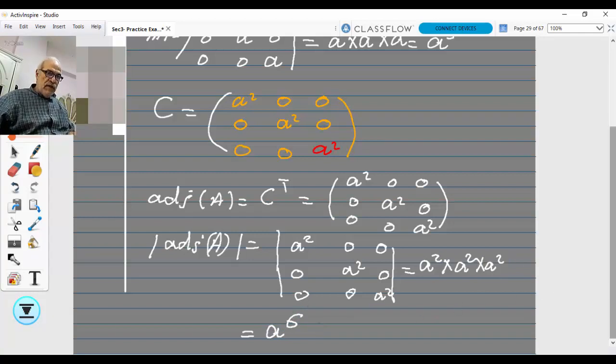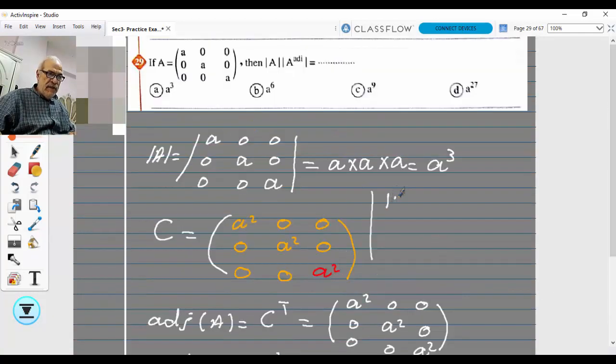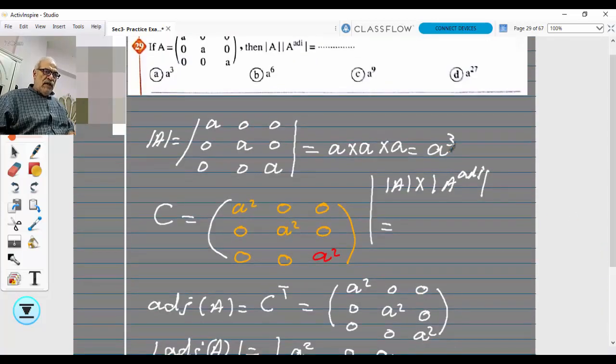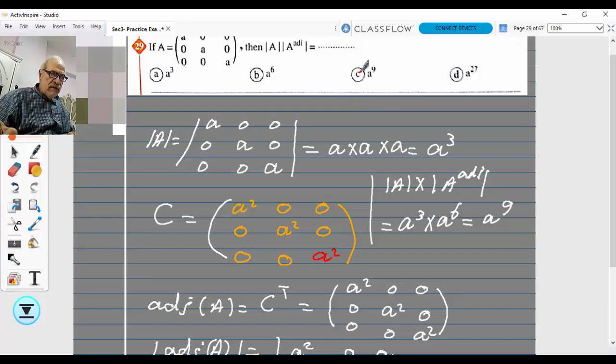And the required is to find determinant A multiply determinant of adjoint of A. Determinant of A, we calculate it, equals A power 3 multiply A power 6, so the result equals A power 9, and we choose letter C.